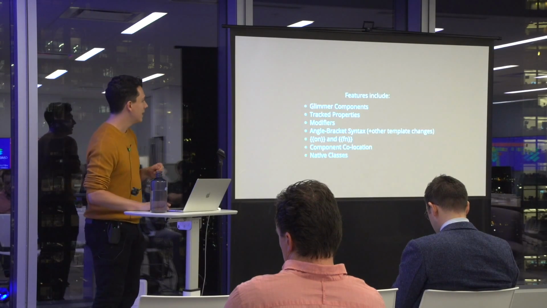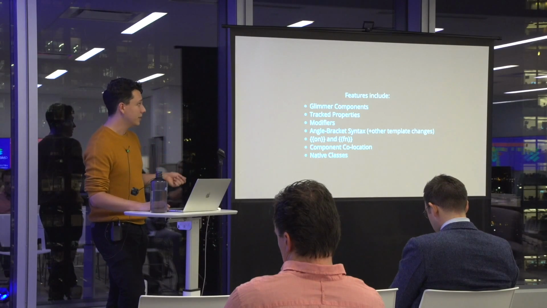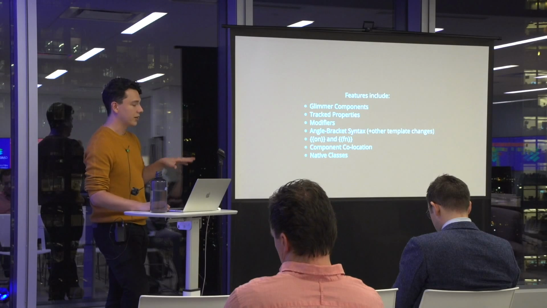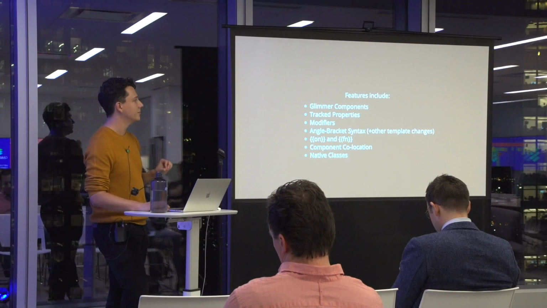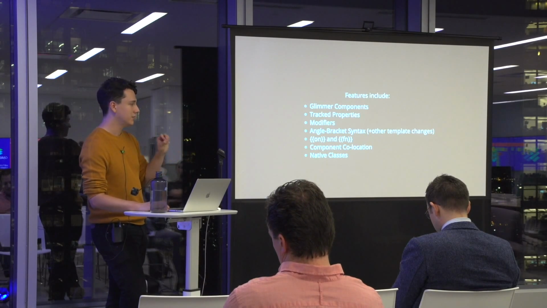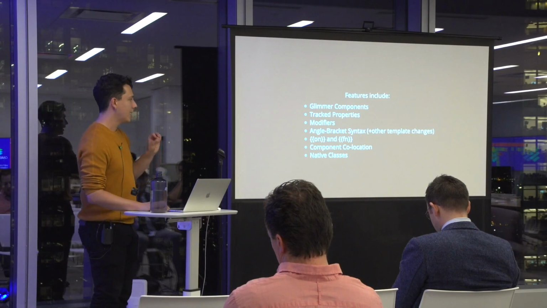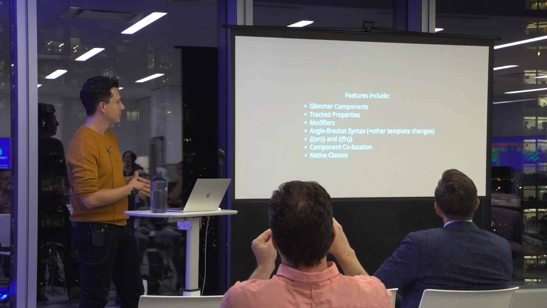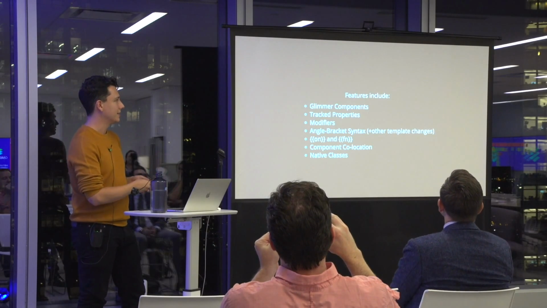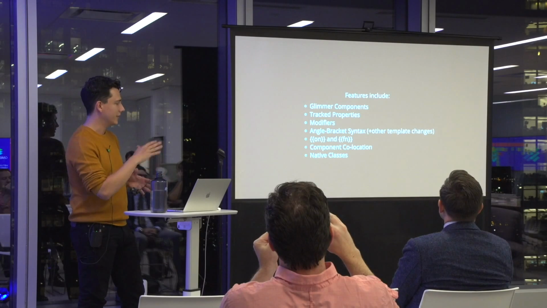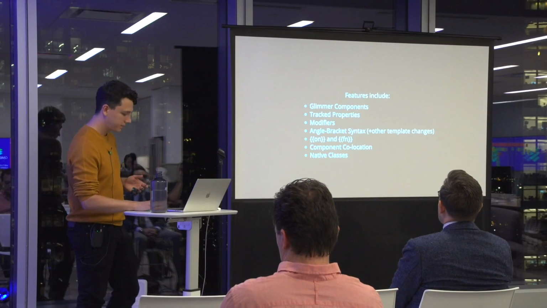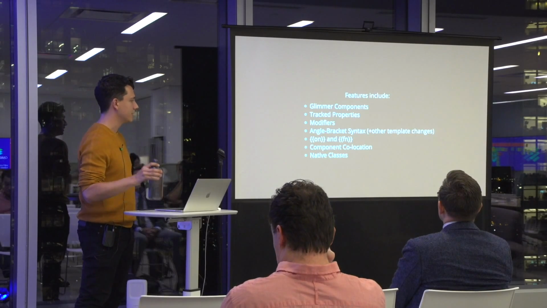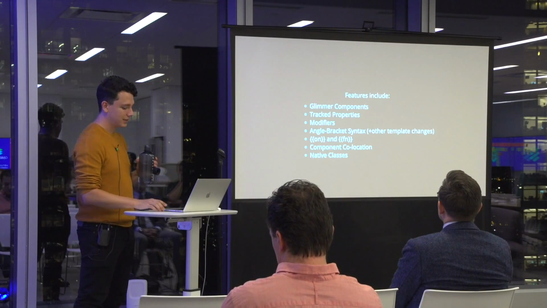So those features include Glimmer components, track properties, modifiers, which are a new top-level kind of primitive in Ember for interacting with the DOM. Angle bracket syntax, which is a much nicer, in my opinion, way of writing components and reading them. And then on and fn, component co-location, and native classes.